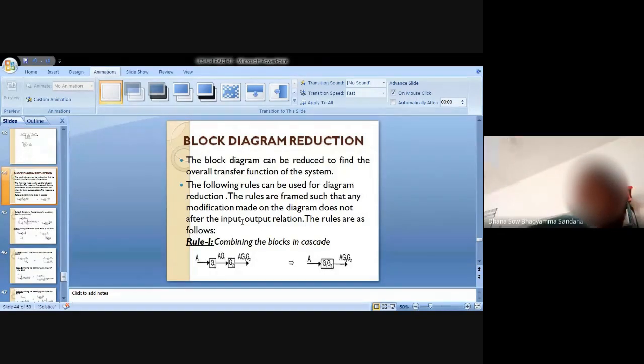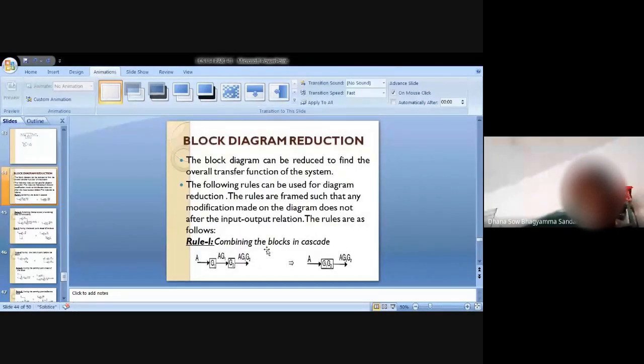In general, if a block diagram is given, how to reduce that block diagram to determine the overall gain, we will discuss today. The need to reduce the block diagram is to determine the overall transfer function of the system. In order to determine the overall transfer function of the system, we have to reduce the given block diagram. There are certain rules that are to be followed to reduce the block diagram.